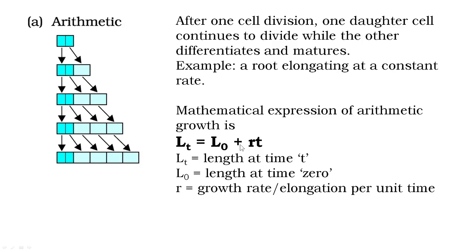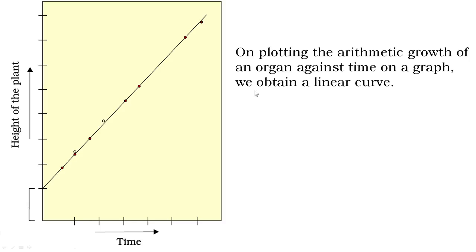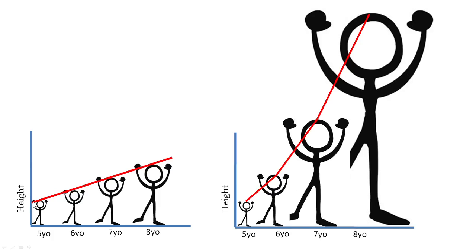And if you plot this particular growth rate on graph paper, what do we obtain? We obtain a linear line or a linear curve. Here it is not a curve, it is just a straight line. So you get a linear line. So this is arithmetic growth.